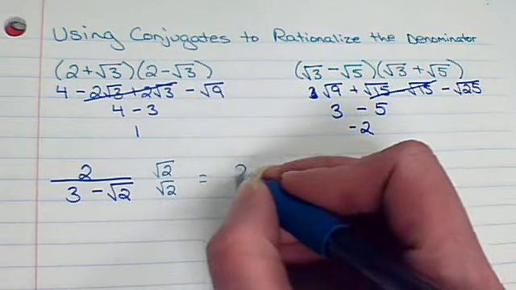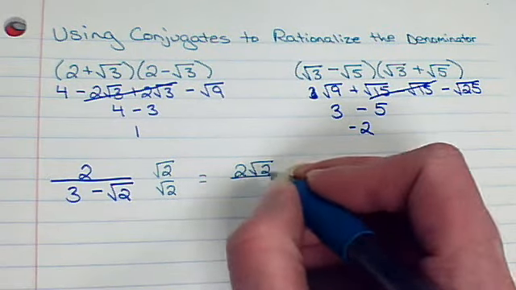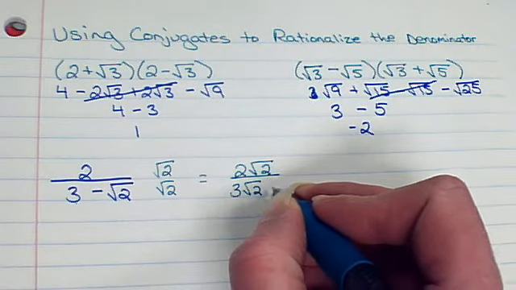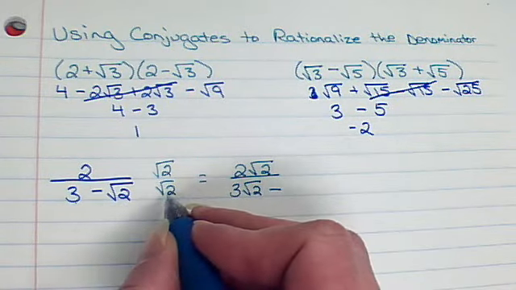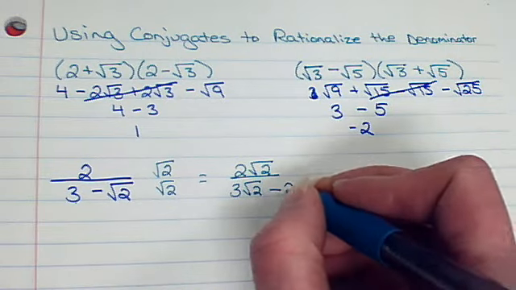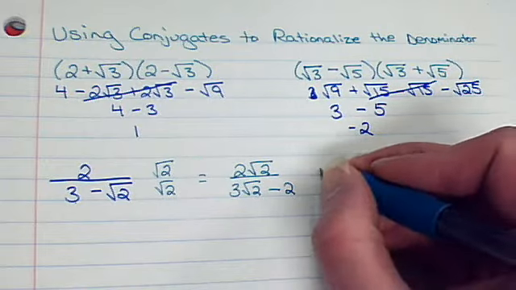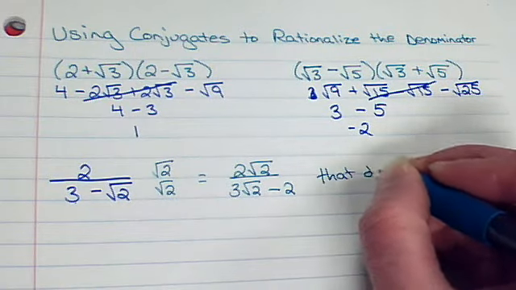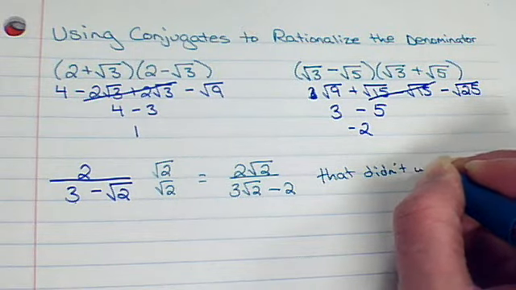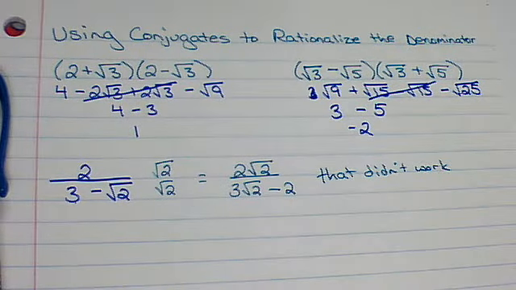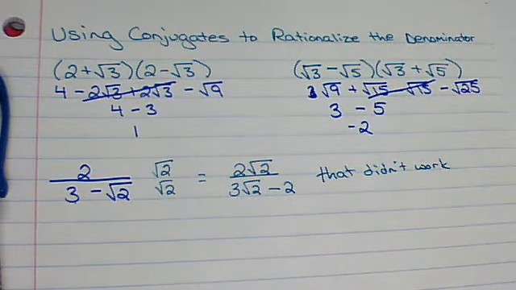2 times the square root of 2 is 2 square roots of 2. 3 times the square root of 2 is 3 square roots of 2. Minus the square root of 2 times the square root of 2, which is 2. The radical's still there. That didn't work. So let's try another approach. I still had a radical left when I tried that way.